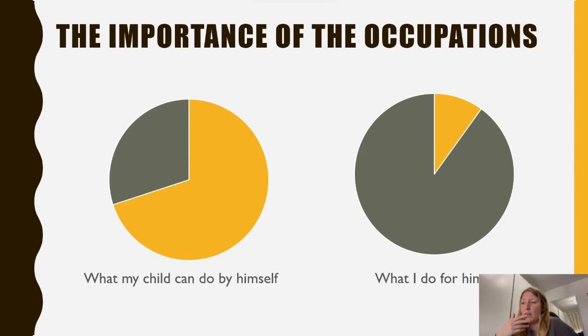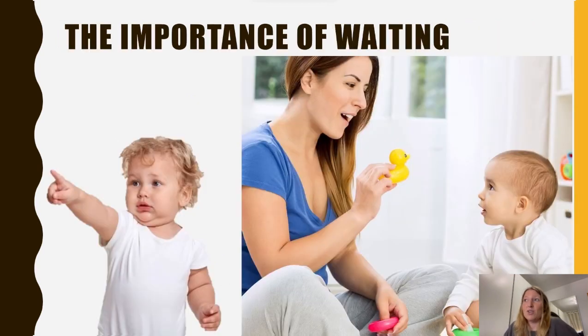So the more we do for them what they are able to do, the worse, because of this importance of waiting. This is going to work on the frustration tolerance. If we're doing everything for them, they are not going to learn how to handle frustration and how to solve their own problems. So they need to wait.